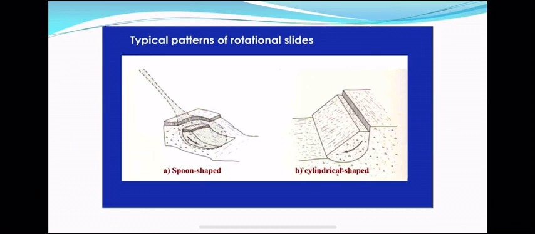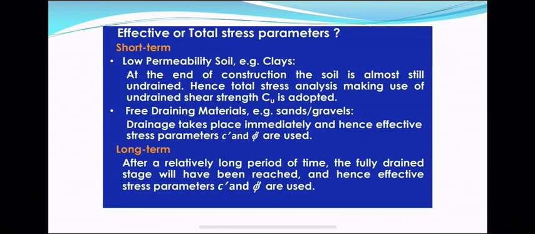We know that the total stress parameters may be adopted for short term conditions, and the effective stress parameters can be adopted for long term conditions, or for getting the long term stability of a slope. Total stress parameters are used for assessing the short term stability of a slope.